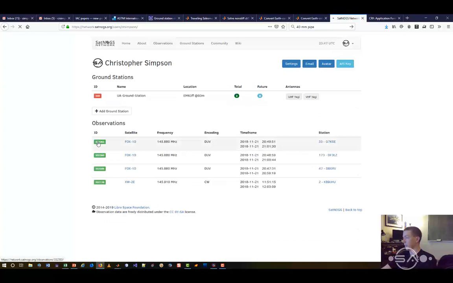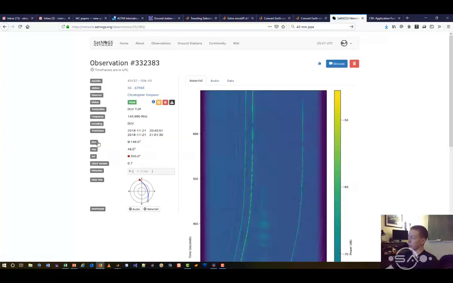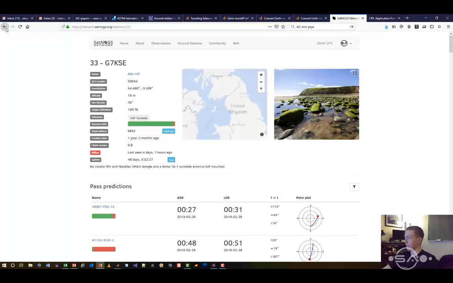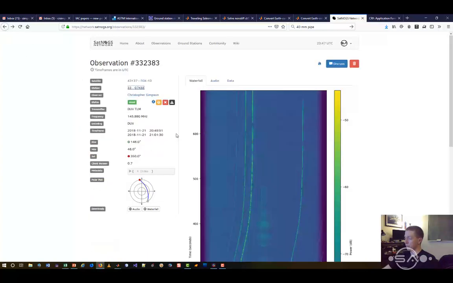Alright. So this is the Fox 1D satellite. This is an amateur satellite. We scheduled an observation with a ground station out in, I believe this one's in Britain. Yep, this is the one out in Britain. Okay. So, let's take a look.